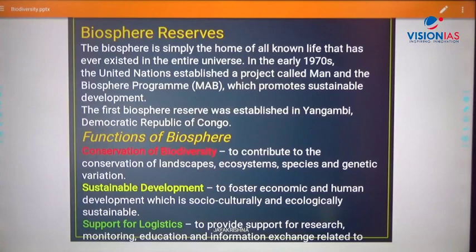The very important function of biosphere reserve is to conserve the genetic resource along with the conservation of landscape, ecosystem and variety of species.